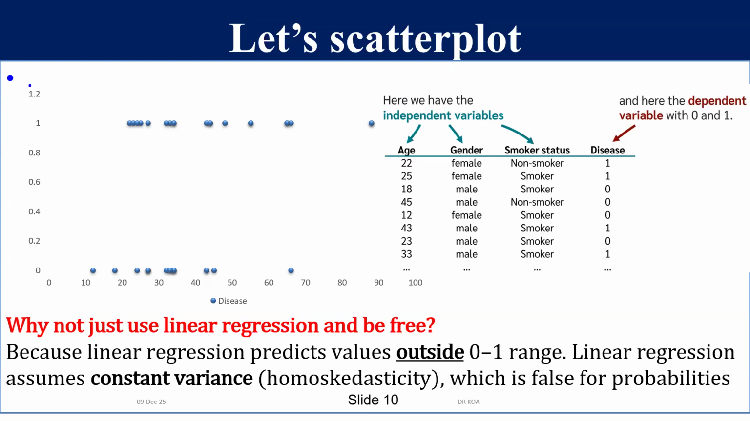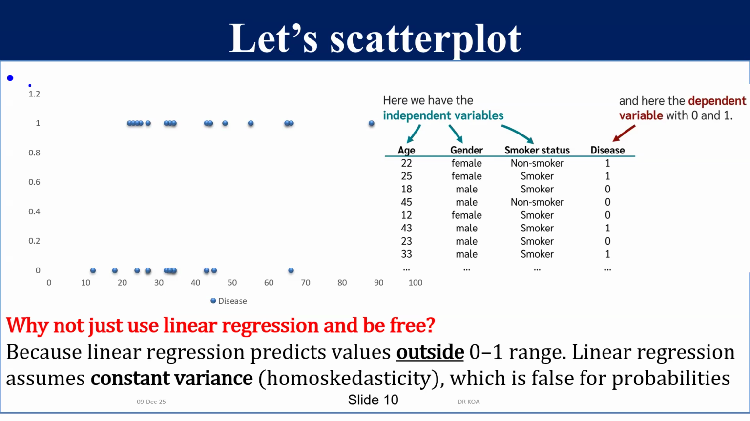But linear regression assumes constant variance, which is homoscedasticity. That is not going to work here, because we are dealing with the probability of you being diseased or not being diseased. So there are two reasons why, but you'll get a third reason later.